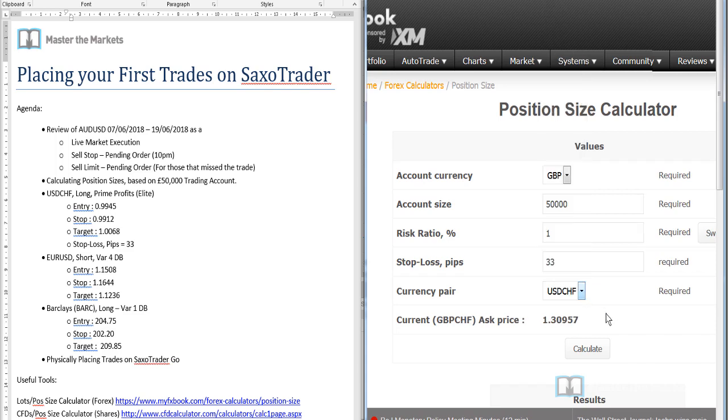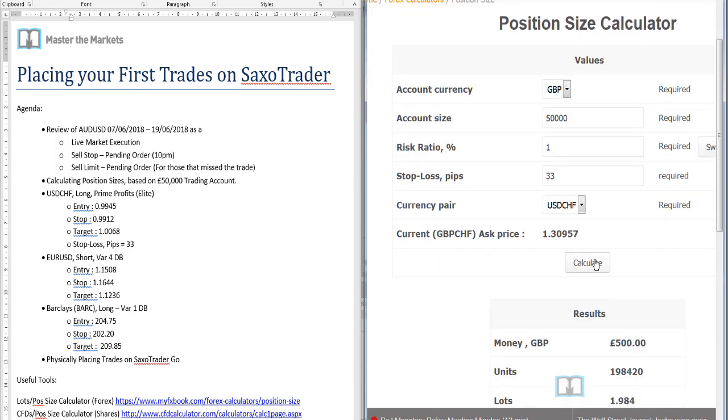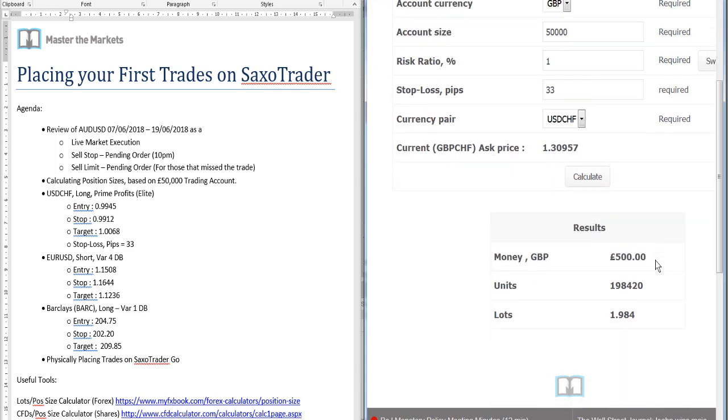So let's go ahead and select dollar Swiss. There it is. And then all I do is press calculate, and what it then does for me is automatically calculate the position size. The important part of the position size as far as SaxoTrader Pro and SaxoTrader Go are concerned is the number of units, because in the position size box it is later on going to ask you how many units would you like to buy or sell of dollar Swiss.